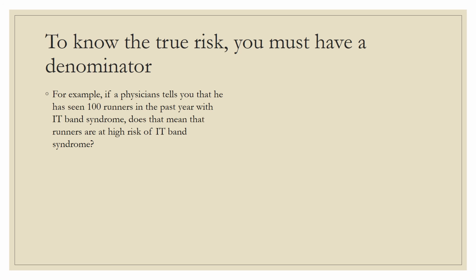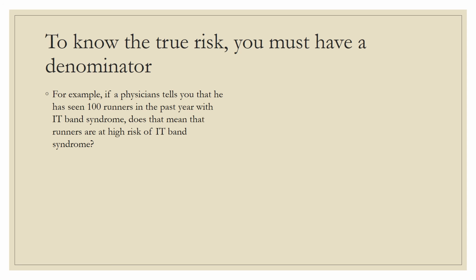Kind of along those same lines, to know the true risk of a disease, you have to have a denominator. An example would be, say a doctor says he's seen 100 runners in the past year that have iliotibial band syndrome. It's a pain in the outer portion of the upper leg. It's pretty common in runners. So if a doctor says, yeah, I've seen 100 runners in the past year with IT band syndrome, does that mean this is a common condition?